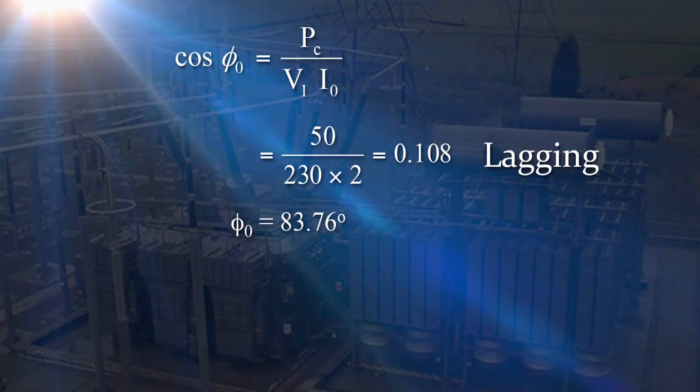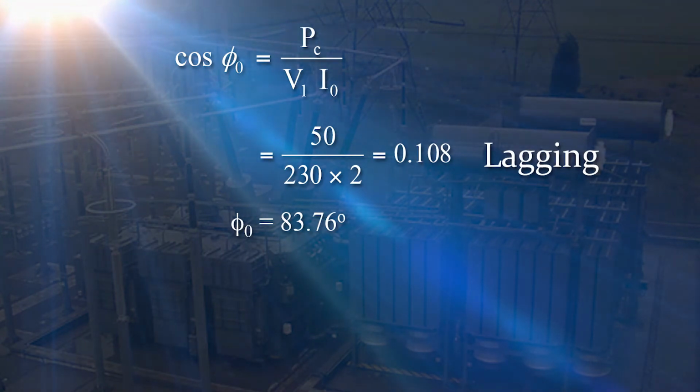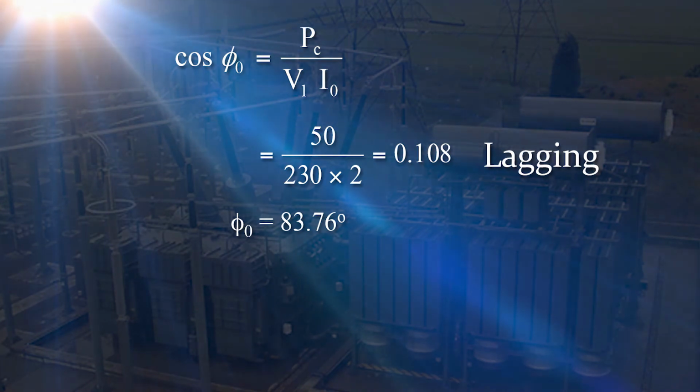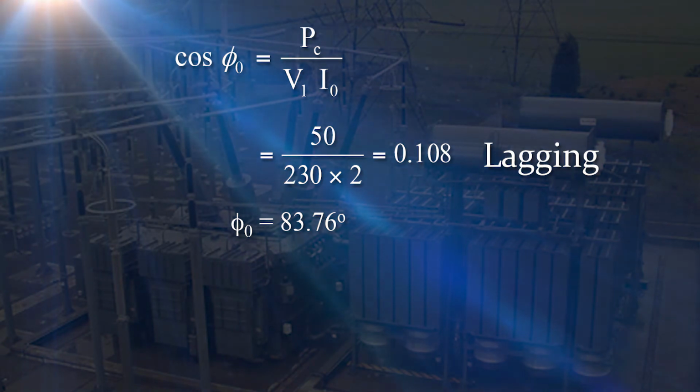This power factor at no load, that is cos phi naught, can be written as P naught upon V1 into I naught. The value of P naught is already given, that is 50, the value of V1 is 230, and the value of no load current I naught is given as 2. After putting the values of P naught, V1 and I naught in this expression and solving it, it comes 0.108, that is lagging in nature.